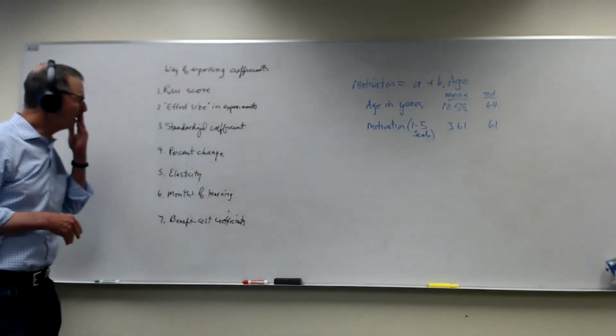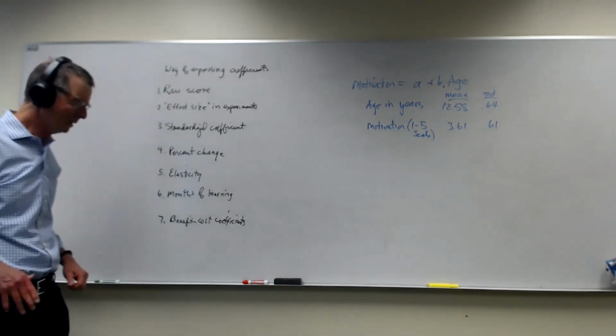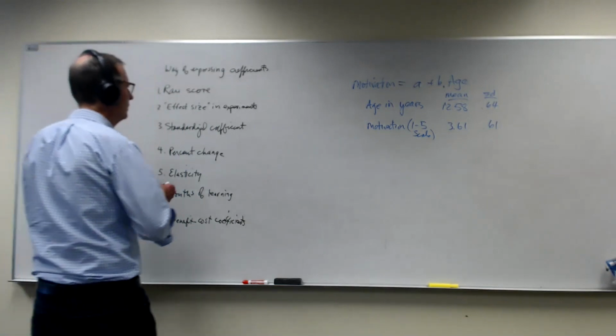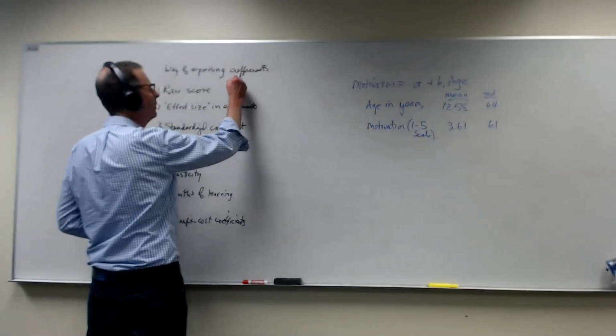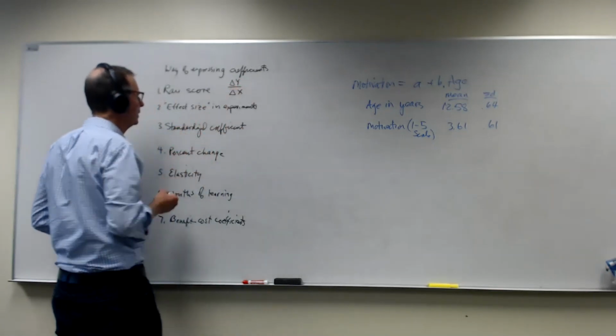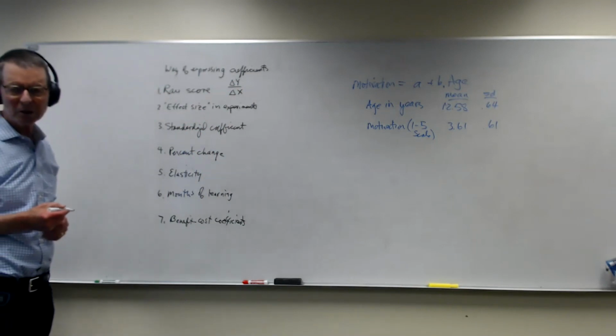There are at least this many ways. One is raw score, right? We've already talked about that. That's just a simple change in y relative to a 1 unit change in x, where raw refers to the raw units. We're not doing any transformation of those units.